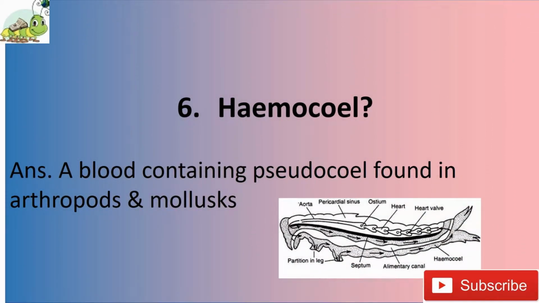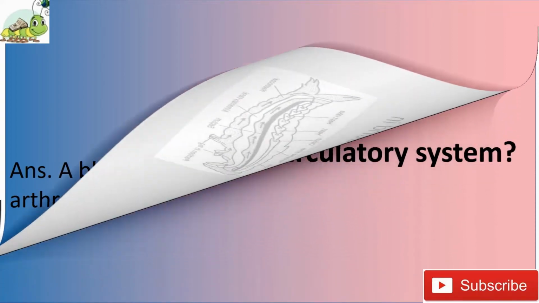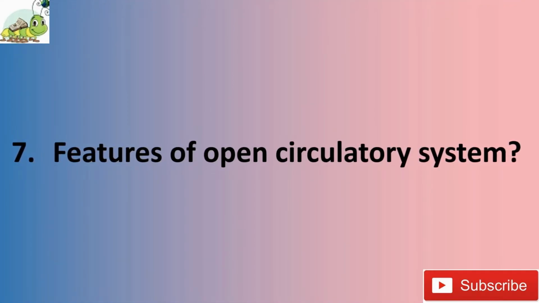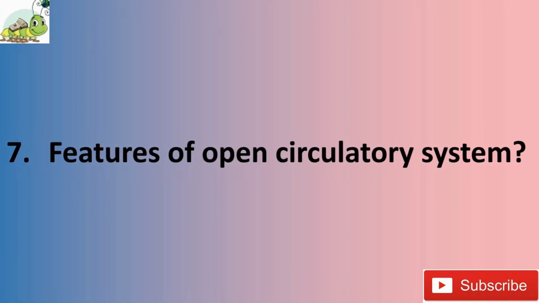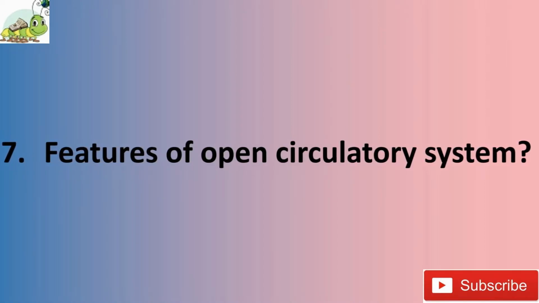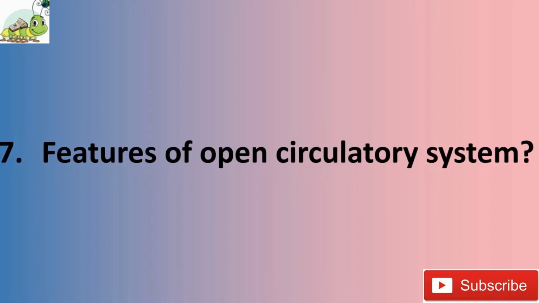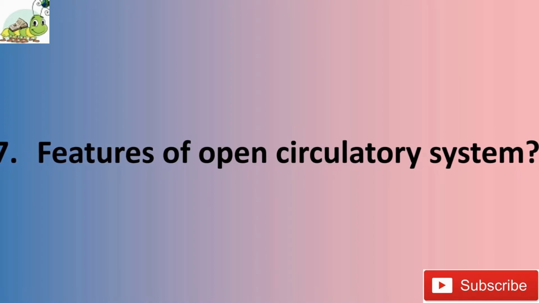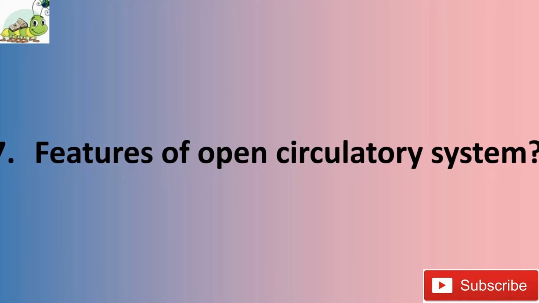Point number 6. Hemocoel. What is hemocoel? A blood containing pseudocoel found in arthropods and mollusks. Point number 7. Features of open circulatory system, that is blood flows at low pressure and low speed. There is direct contact and direct exchange of materials between blood and body cells. The respiratory pigment, when present, is dissolved in the plasma of the blood and there are no red corpuscles.